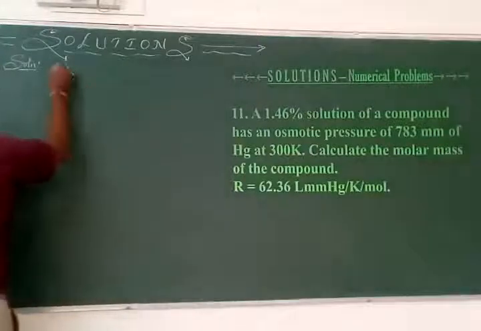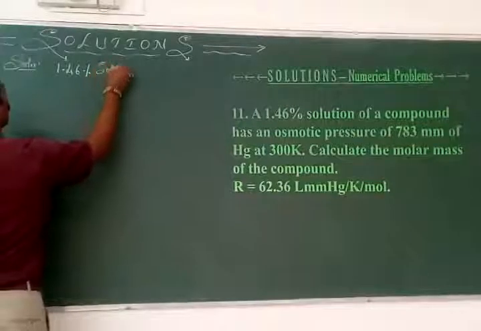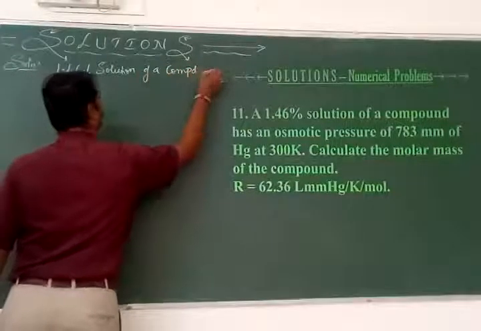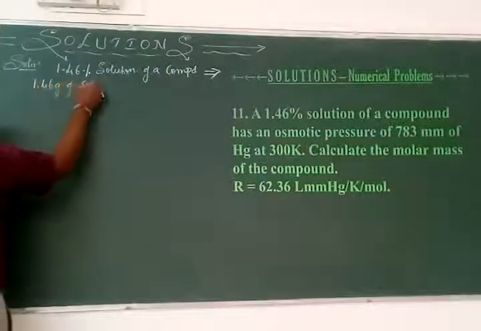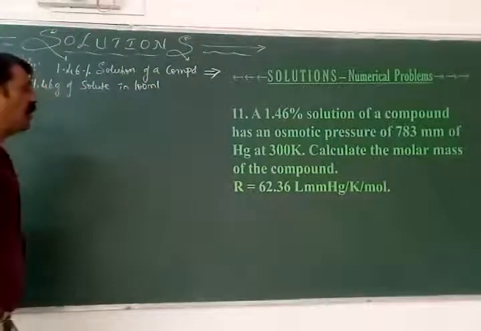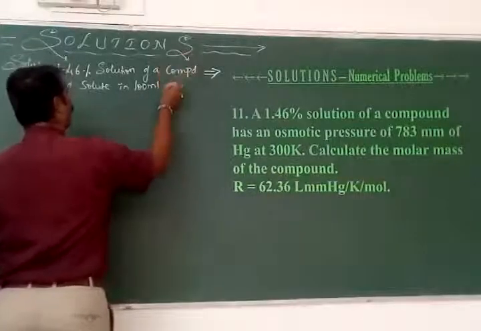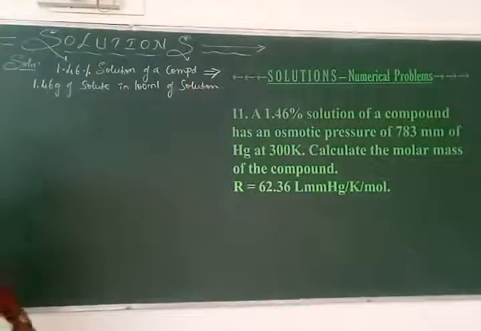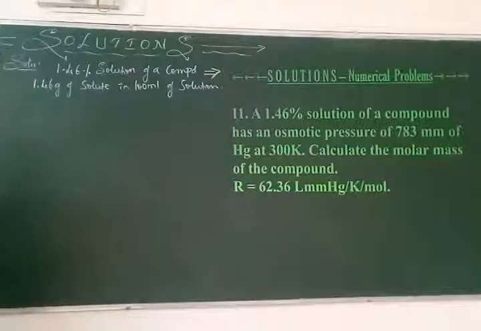Okay, so let's have first 1.46% solution of a compound. What's the meaning of that? 1.46 grams of a compound, called the solute, in 100 cm³ or 100 ml of solution. That's the meaning first. 1.46% of that particular compound solution means 1.46 grams of a solute dissolved in how much ml? 100 ml of that particular solution.